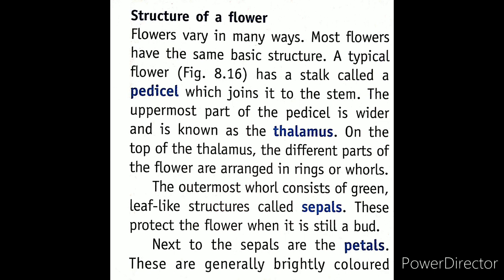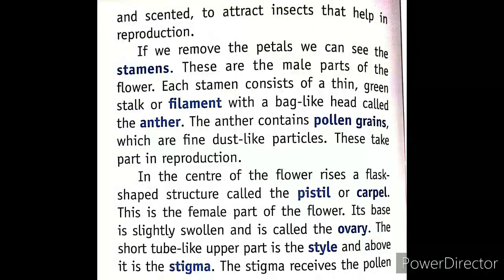Next to the sepals are the petals. These are generally brightly colored and scented to attract insects that help in reproduction. If we remove the petals, we can see the stamens. These are the male parts of the flower. Each stamen consists of a thin green stalk or filament with a bag-like head called the anther. The anther contains pollen grains, which are fine dust-like particles. These take part in reproduction.